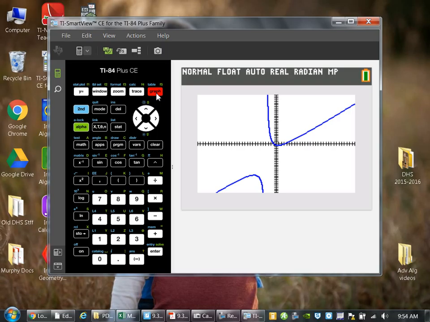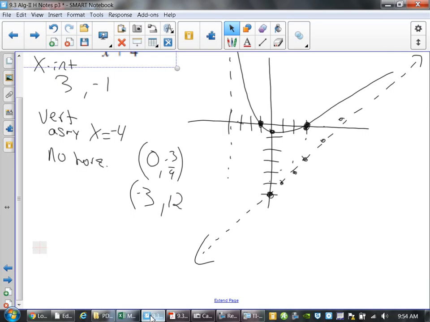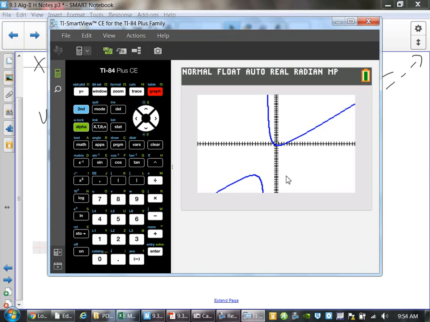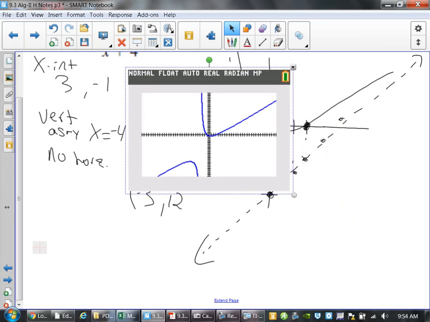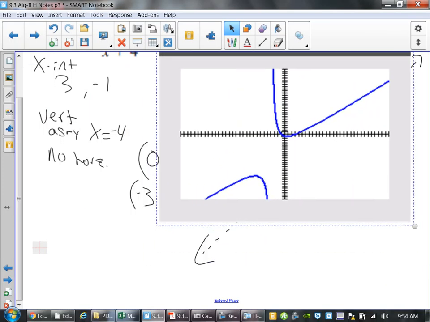You see what happens here is that you are going to get this slant asymptote. The slant asymptote will occur when you have second degree over first degree.